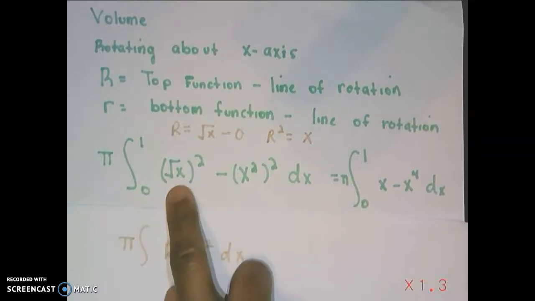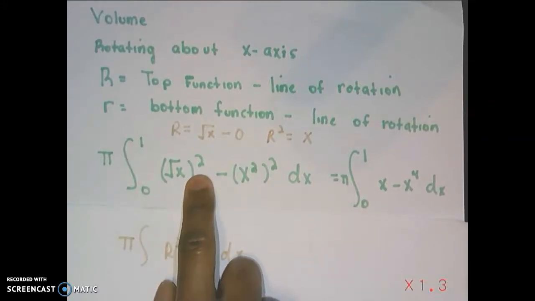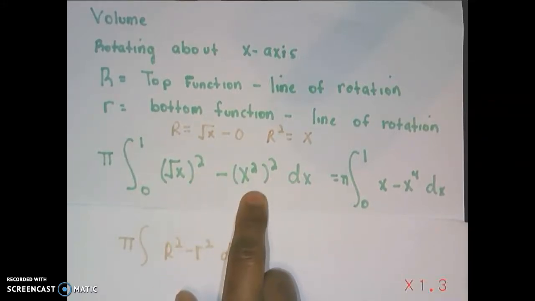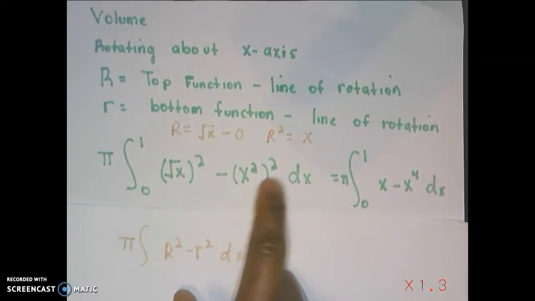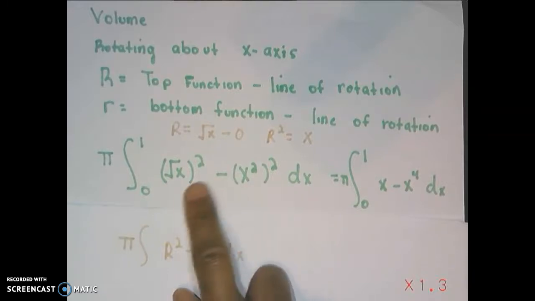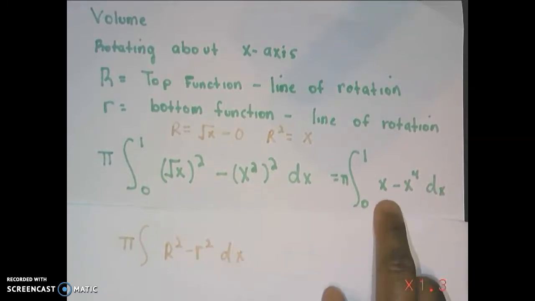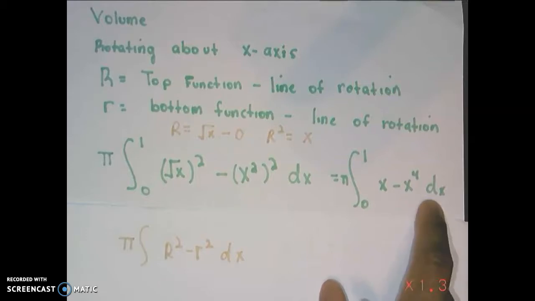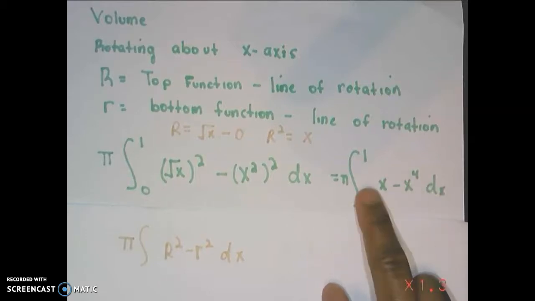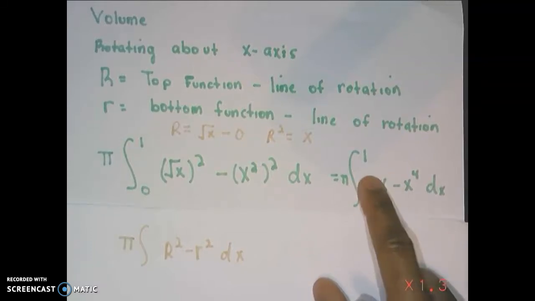And so I have the square root of x squared, because that's my capital R, and then my lowercase r is just going to be x squared minus 0. So that's why I just have x squared. And remember, we're squaring my capital R and my lowercase r. So that's just going to give me x minus x to the fourth. My limits of integration do not change, because those are just the points where they intersect. So I'm going from x equals 0 to x equals 1.